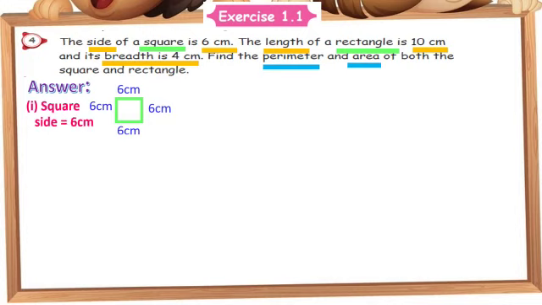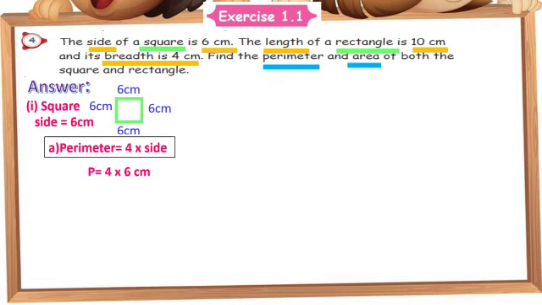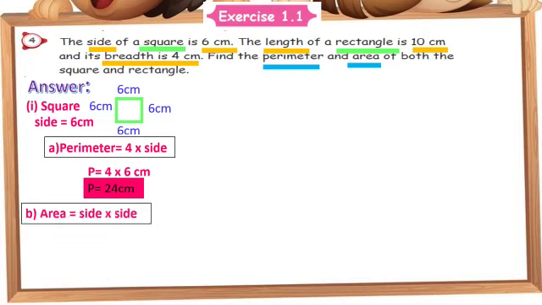After this, what is to be found out? Perimeter, isn't it? So perimeter equal to 4 into side, because you can do here the sum of all the sides. Even if you add all sides, you'll get the same answer. Just we follow the formula 4 into side. That's equal to 4 into 6 centimeter. So 4 sixes are 24. So 24 centimeter. If you add 6 plus 6 plus 6 plus 6 also, you'll get the same answer.